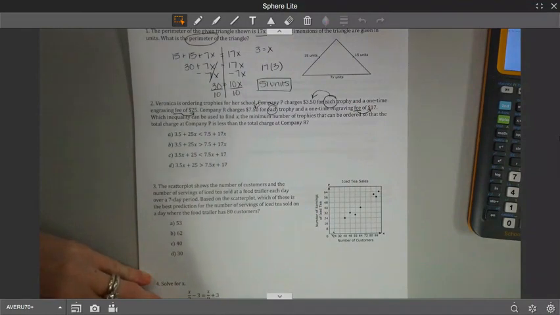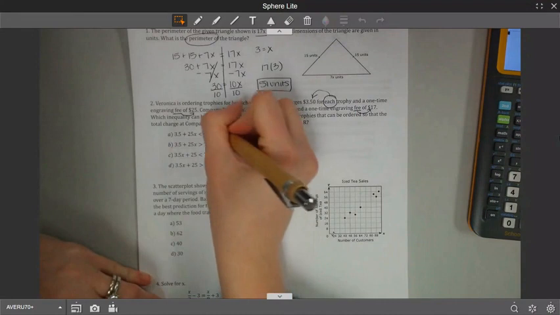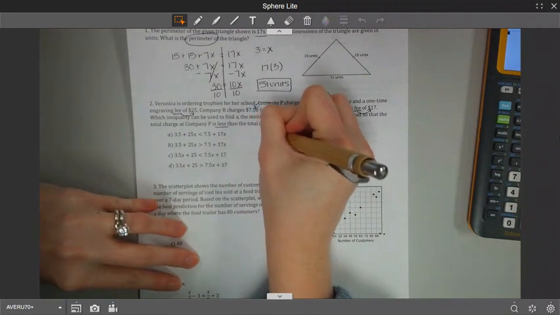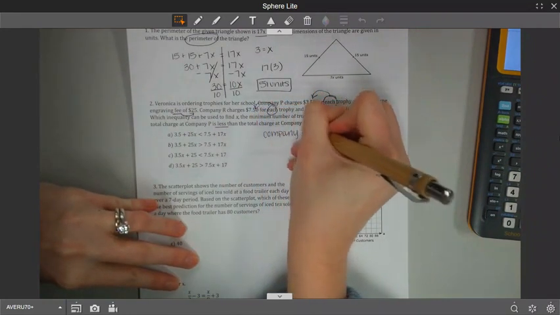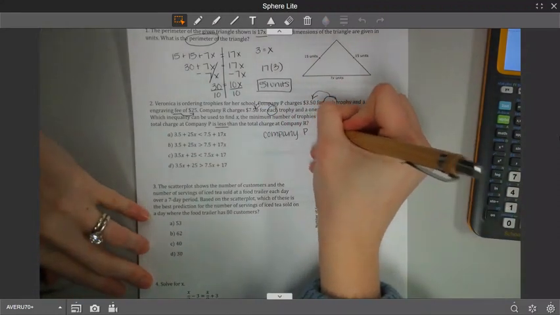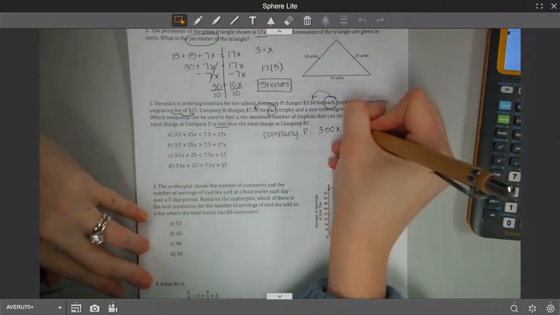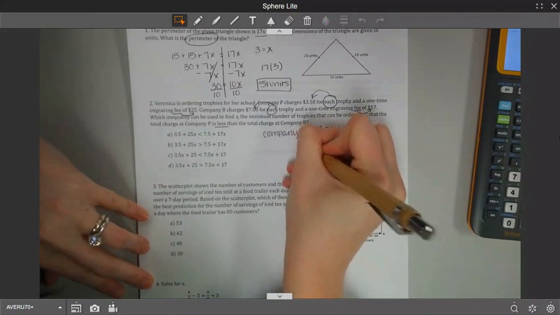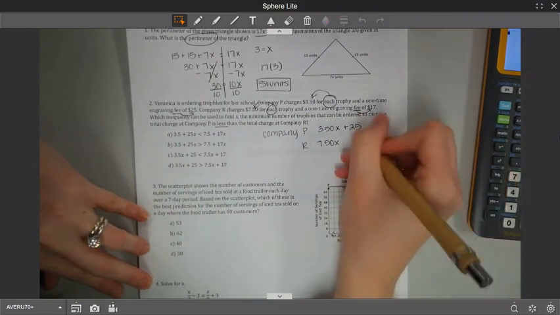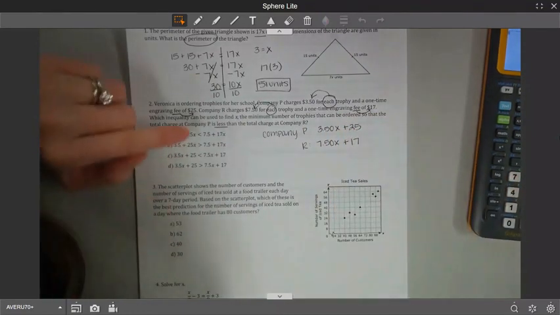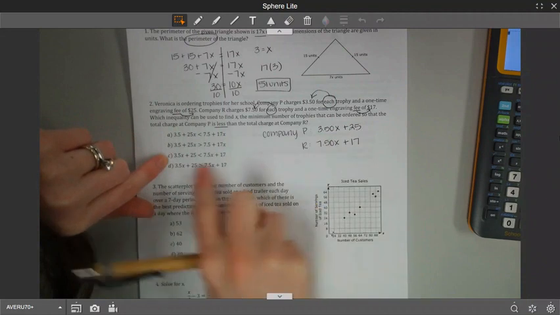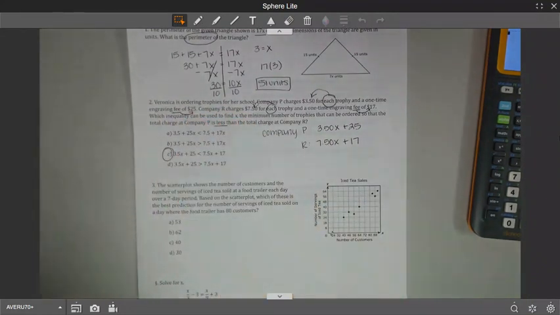Which inequality can be used to find the minimum number of trophies so that Company P is less than Company R? Okay, so Company P, if I was going to write the expression for Company P, I see each, so that $3.50 gets multiplied by x plus my fee of 25. And then we have Company R. I see that $7.50 gets multiplied by x because of the word each, plus the fee of 17. So we want P to be less than R. So 3.5 times x plus 25 needs to be less than R. So the only option is C.